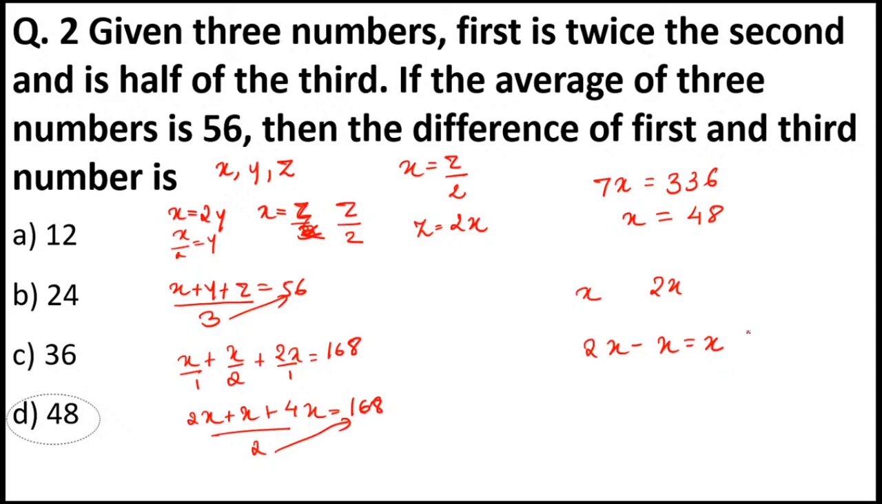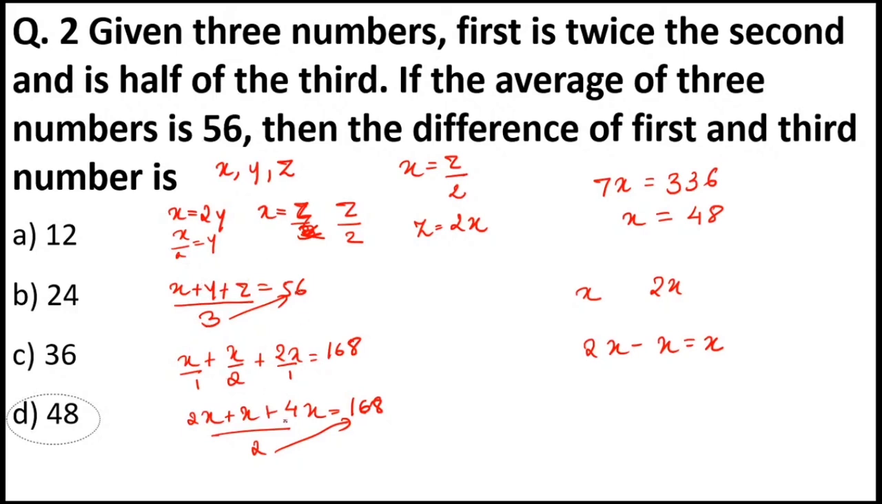Did everyone get why D is the right answer? You were given three numbers x, y and z, and the question said that the first number is twice the second and half of the third. So x is equal to 2y and z upon 2. We were given the average of the numbers x plus y plus z, which was 56. So these numbers divided by 3 was 56.